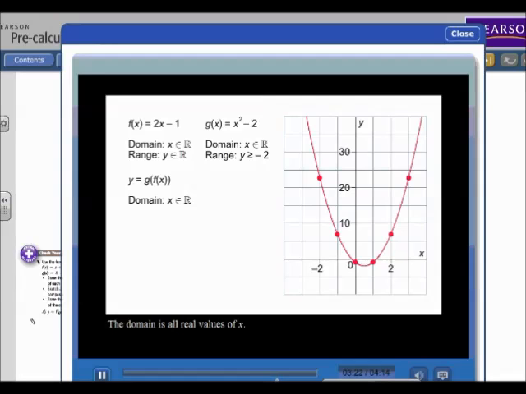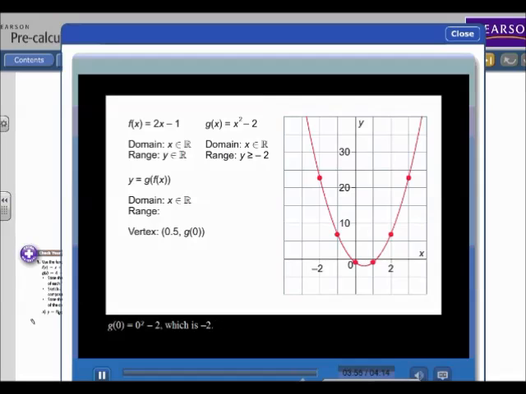The domain is all real values of x. To find the range, I need to figure out the coordinates of the vertex. The x-coordinate of the vertex is halfway between 0 and 1, so it's 0.5. Y equals g of f of x, so I can substitute x equals 0.5 to determine the y-coordinate of the vertex. f of 0.5 equals 2 times 0.5 minus 1, which is 0.